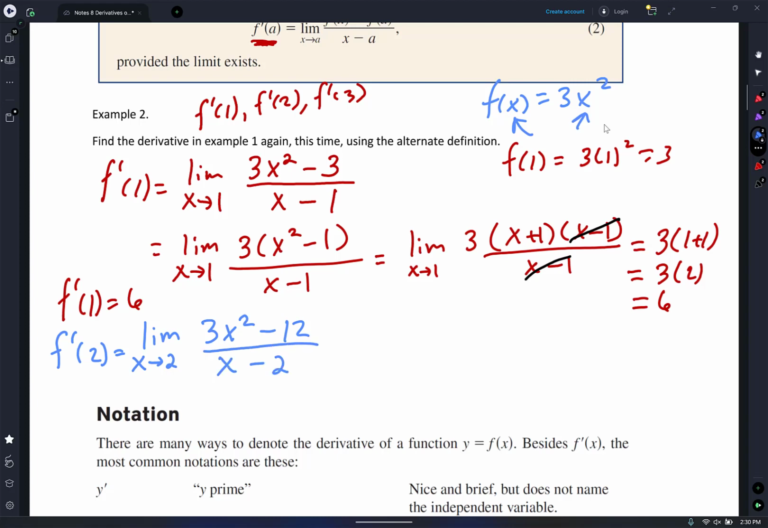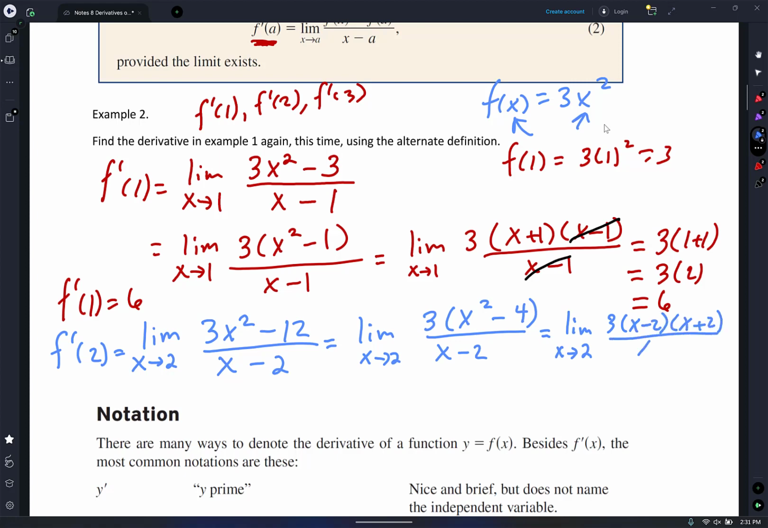We are done with the calculus. All we're doing now is algebra. Limit as x approaches 2. I'm going to factor out what in the numerator? 3, and you're going to get x squared minus 4, and on the bottom you have an x minus 2. You still can't do direct sub, but the numerator is the difference of squares. So try and write kind of small so you can fit it all in there. As x approaches 2, 3 times (x minus 2)(x plus 2), and then over x minus 2.